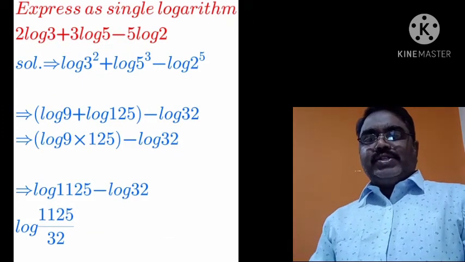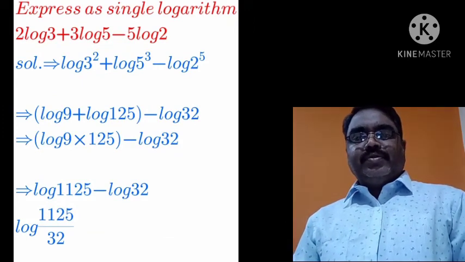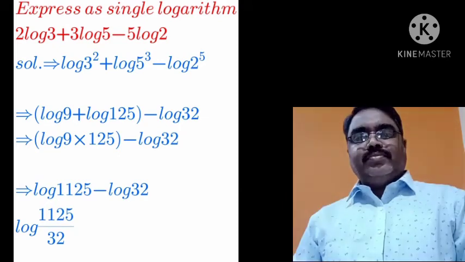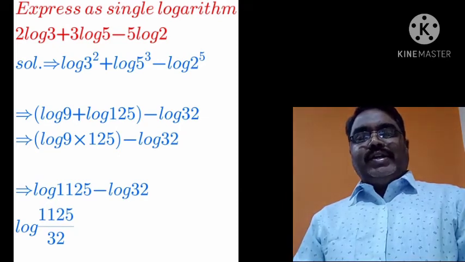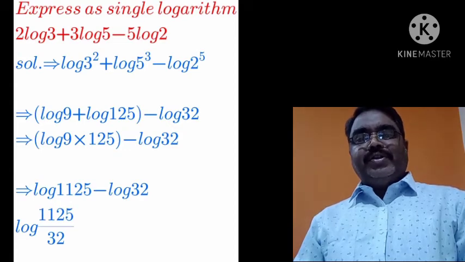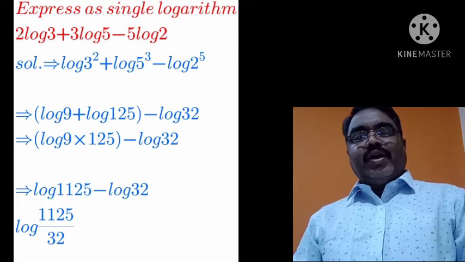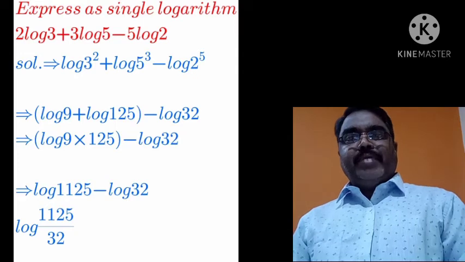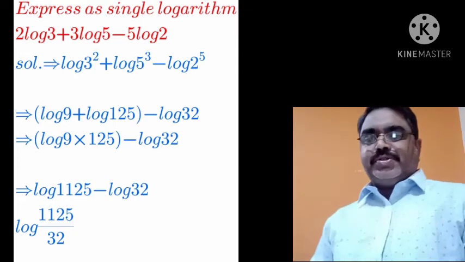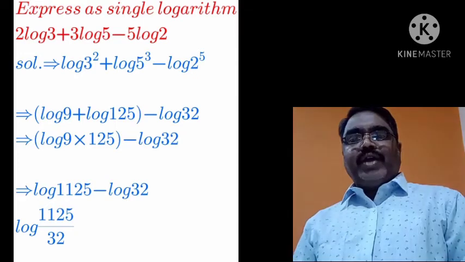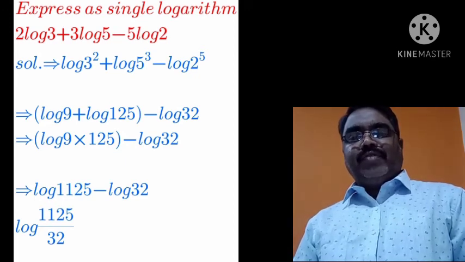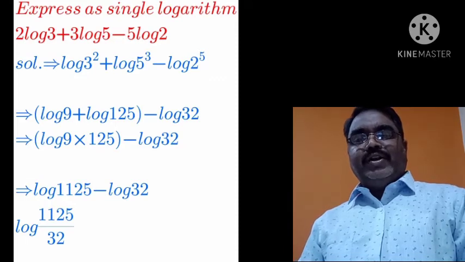Here in this example, you are given an expanded form. Now write its simplified form. That means express the given expression as a single logarithm by making use of the laws of logarithms. You are given that 2 times log 3 plus 3 times log 5 minus 5 times log 2.